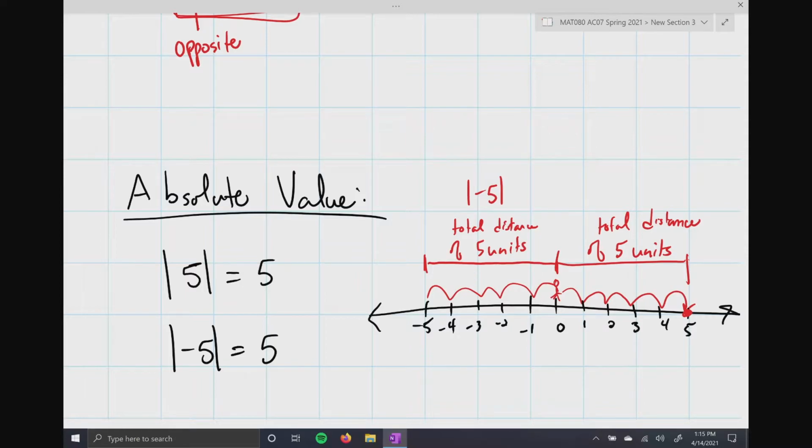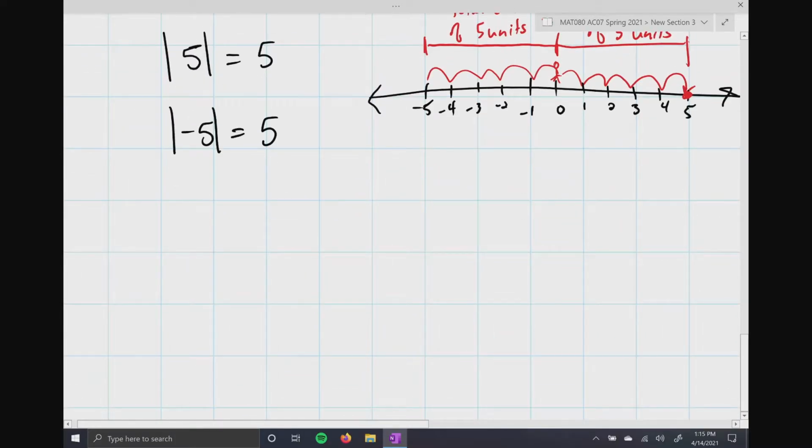The only thing we need to be concerned with is when we start mixing up absolute values with parentheses, because sometimes that can get a little confusing. So here are some examples of just simplifying. So we're going to simplify the following.